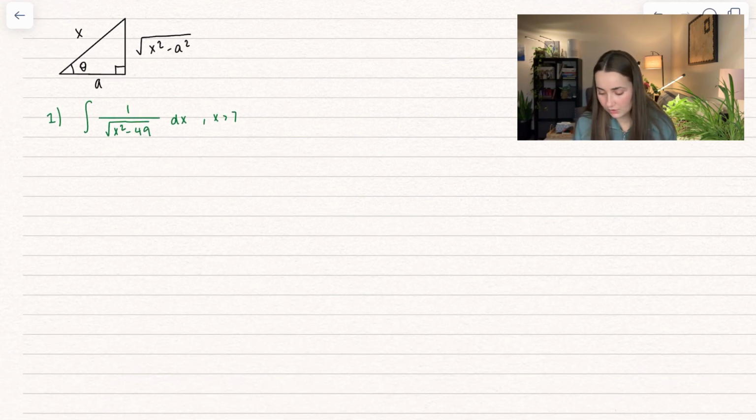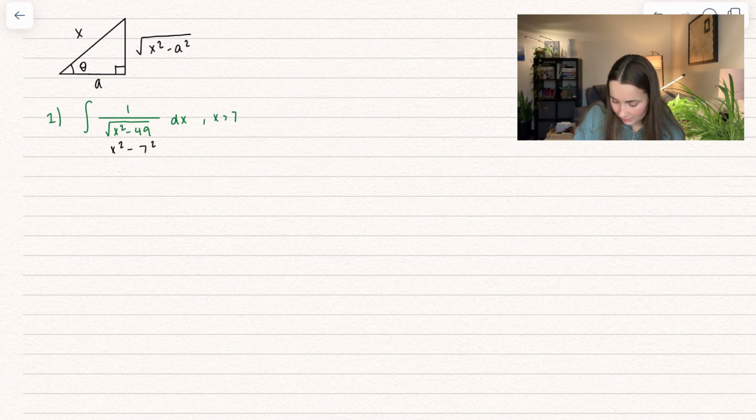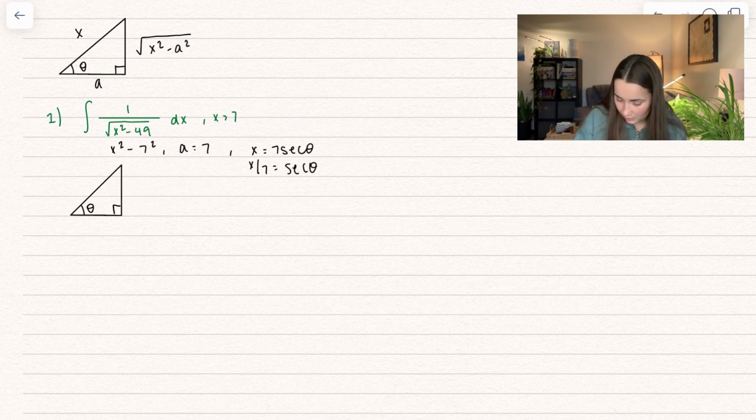We have 1 over the square root of x squared minus 49, and x has to be greater than 7. So let's go ahead and see what we're working with. So this is x squared minus 7 squared, which tells us that a is equal to 7. So we're going to go ahead and use x is equal to 7 times secant theta. Let's go ahead and draw our triangle. So here we get hypotenuse is x, adjacent is 7, and then we get the square root of x squared minus 7 squared, or 49.